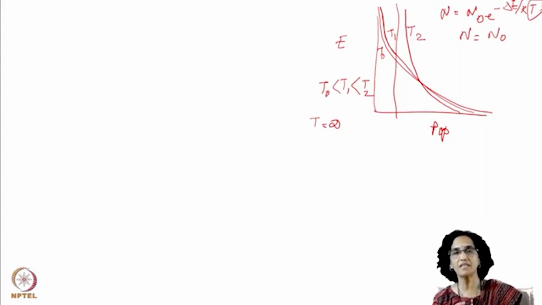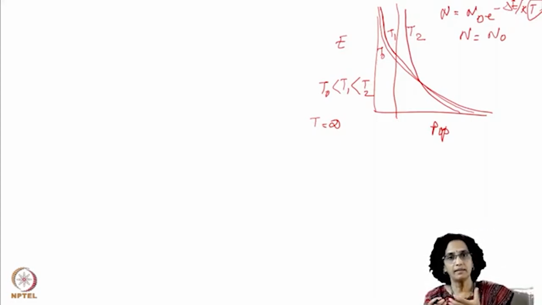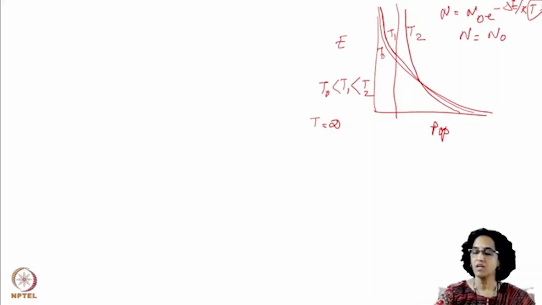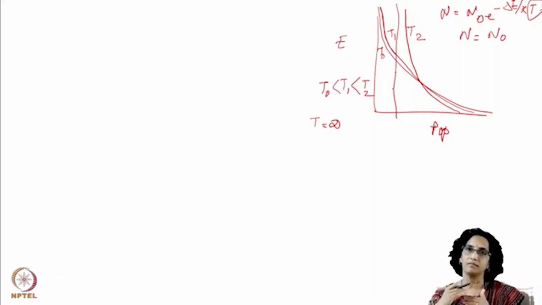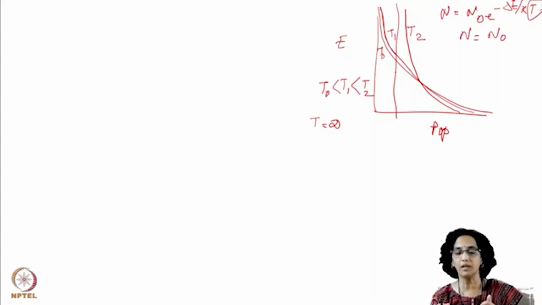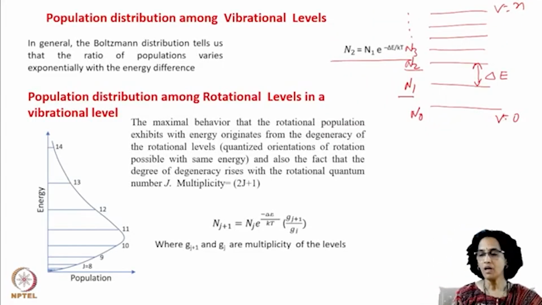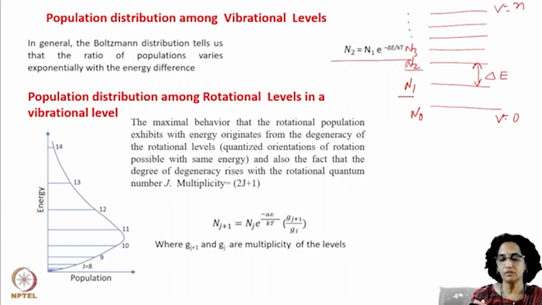So you must have read why, by increasing the temperature of a gas medium, one cannot obtain population inversion. That is because at most the population in the two levels, the upper energy level and the lower energy level, can become equal, but there can never be population inversion. So this is the case of vibrational levels.